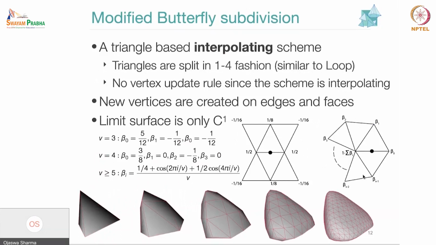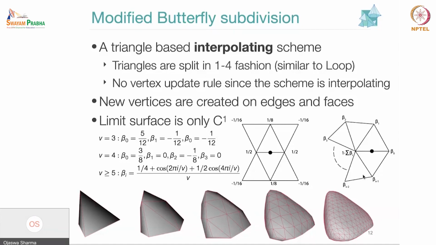Then I've also included here one interpolating scheme known as the modified butterfly scheme, and it's a triangle-based interpolating scheme. So in a sense, the overall shape of the object, the shape of course has to change a little bit because I'm adding more vertices, but the original vertices do not change. They stay where they are. Right, so triangles are split in a 1-to-4 fashion.